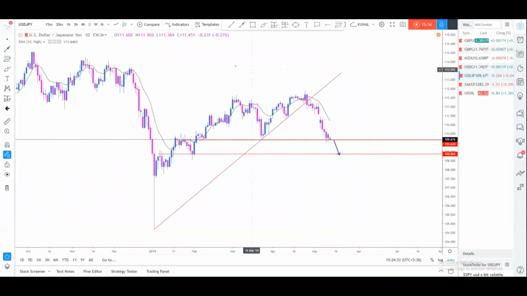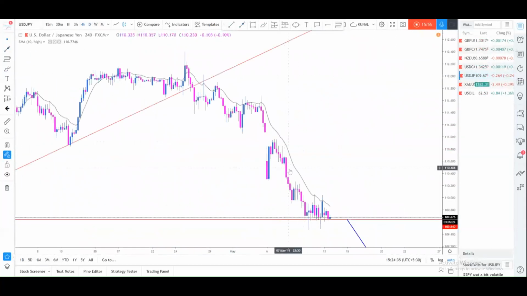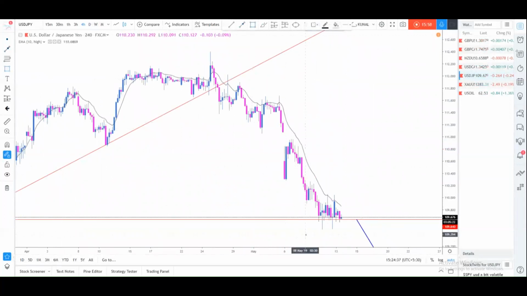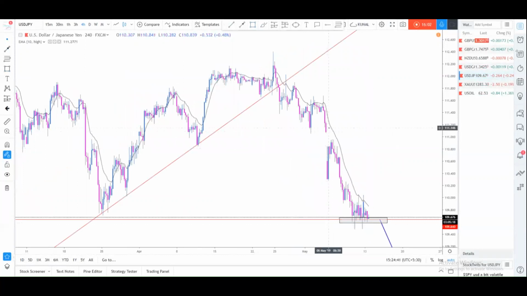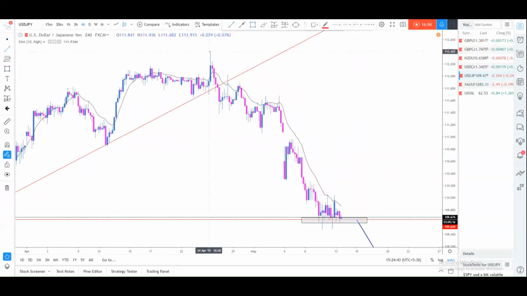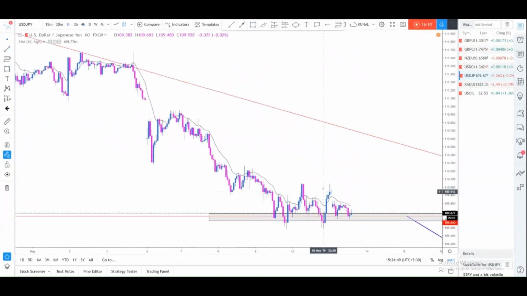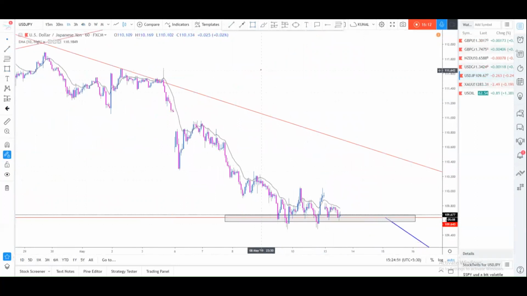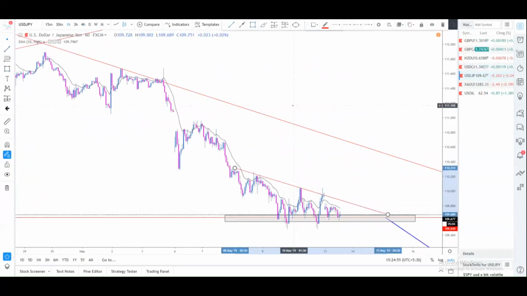Okay, so let's come on the H4 again. So we have this zone right over here, which is pretty strong. So what I'll again do is, we have also this trend line. Okay, let's say we have this trend line. So now coming on the H1, we have some confluences. Let's say we have this trend line. If this breaks, most likely prices may go up.